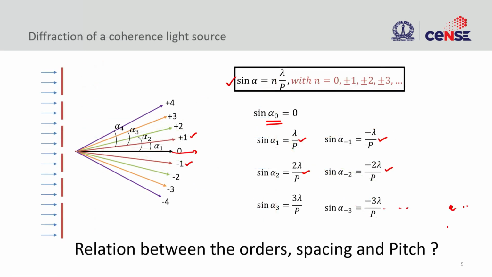So, when I put a periodic structure and then illuminate it with a plane wave, I am going to get diffraction orders. This is a simple experiment that you could have done in your undergrad or in your high school, where you take a grating.